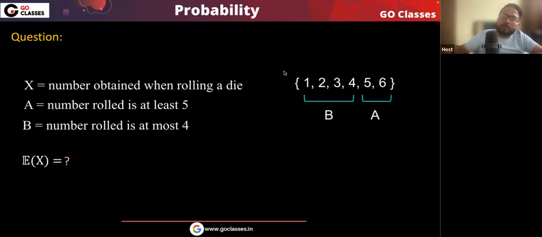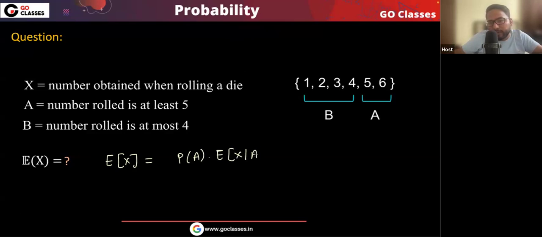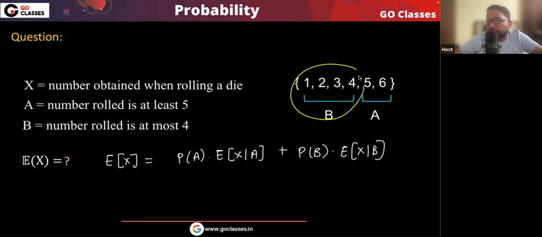Okay. You people might have tried it. Let me just tell you what the answer should be. The expectation of X is the probability of A times the expectation of X given event A, plus the probability of B times the expectation of X given event B. First of all, is this formula right, or is there something wrong with it? Which means, are they actually forming a partition? If they're forming a partition, then this formula is right.